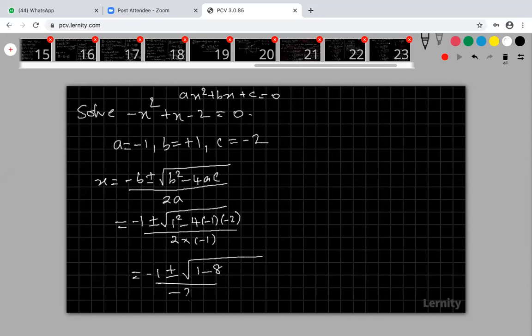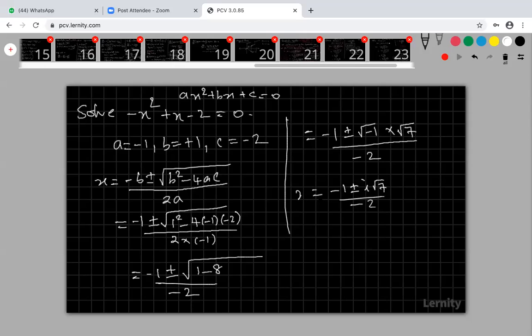But with the minus sign, I will get minus 8 divided by minus 2. So therefore, the answer is minus 1 plus or minus root of 1 minus 8, which is minus 7. This can be taken as root of minus 1 into root of 7 divided by minus 2. So therefore, minus 1 plus or minus i root 7 divided by minus 2. These are the roots. Are you clear? Any doubt?